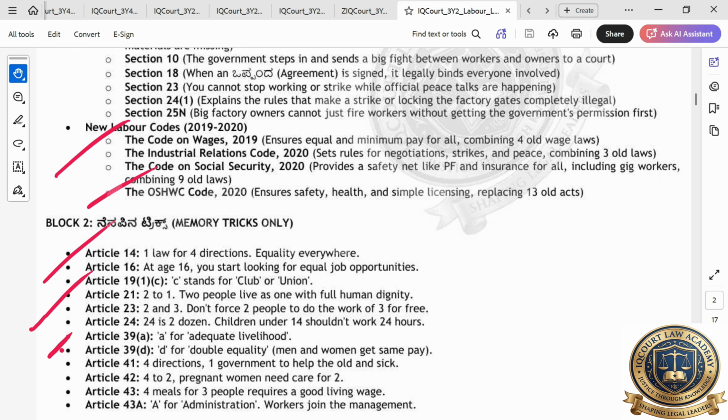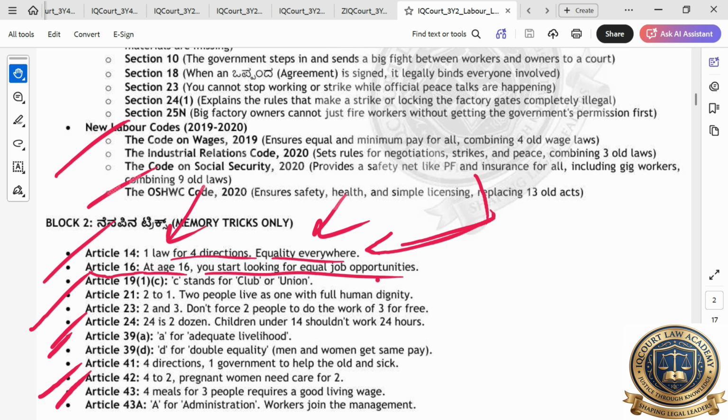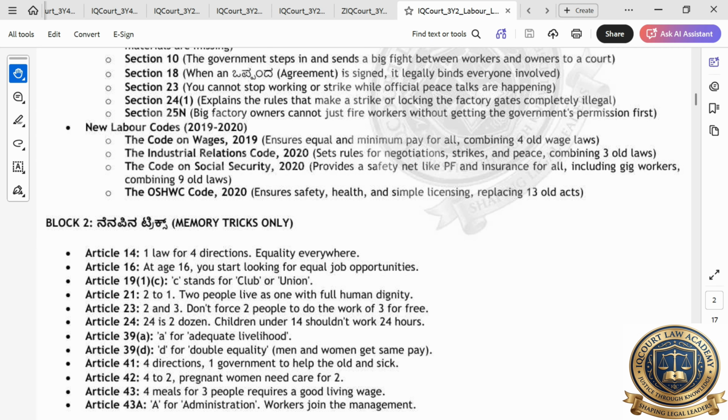And how to remember the articles. One law for 4 direction. Equality everywhere. This is the way we are helping you to remember the section. 16. At the age of 16, you start looking for equal job opportunity. So it means equal opportunity. Next, 19 clause 1 clause C, C stands for club, means union. Means everyone has the right to form the union. Article 21. 2 to 1 means 2 people live as one with full human dignity, means right to life.